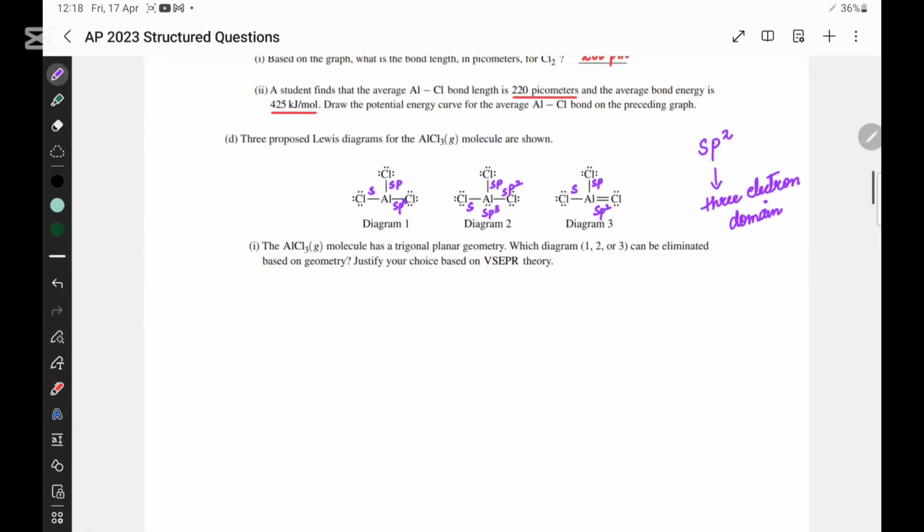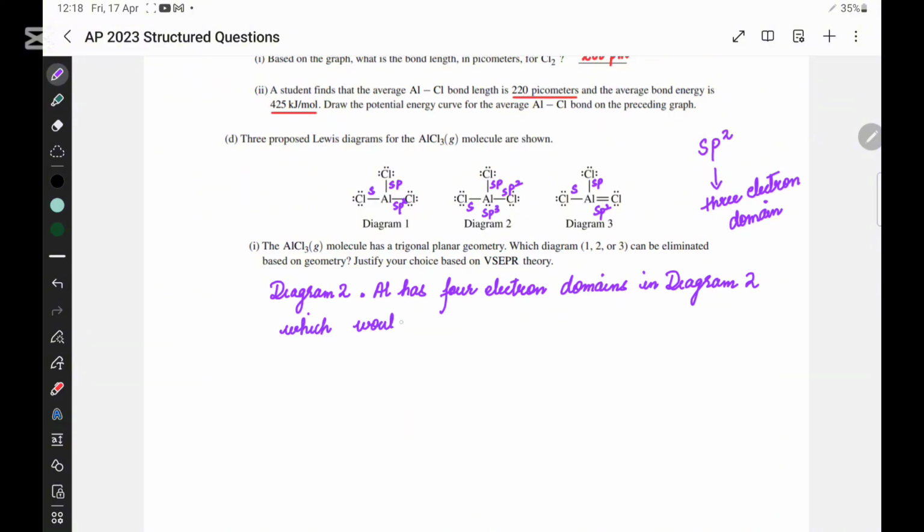So you can say one thing here, that diagram 2 is eliminated, as aluminium has 4 electron domains in diagram 2, which would be trigonal pyramidal, like NH3, not trigonal planar.